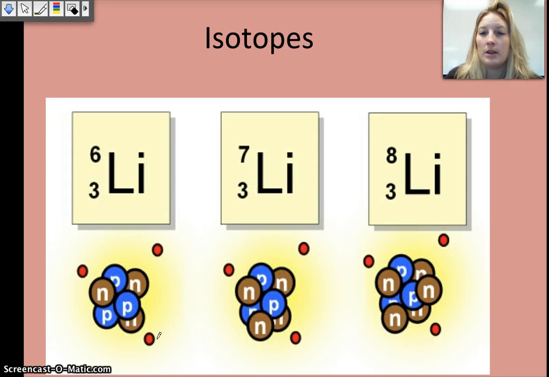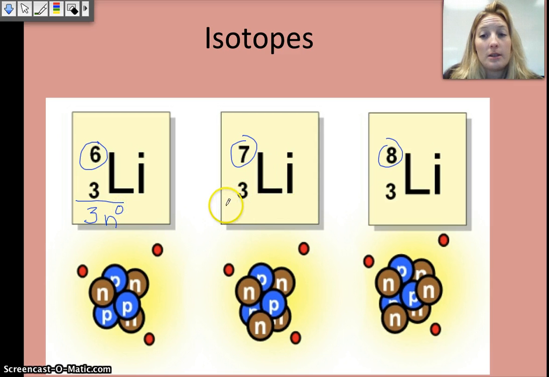One more. Lithium. If we look at lithium, we have a mass number of 6. This atom has a mass number of 7, and this atom has a mass number of 8. So remember, all lithiums have 3 protons. Its atomic number is 3. So 6 minus 3 is going to give us 3 neutrons. 7 minus 3 is going to give us 4 neutrons. 8 minus 3 is going to give us 5 neutrons. Look at that basic math.